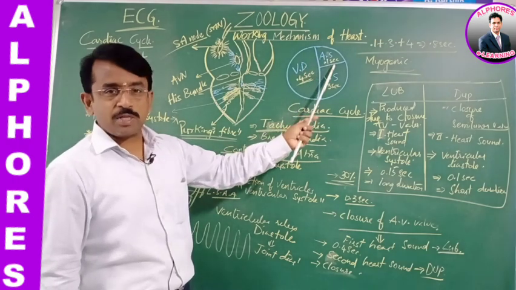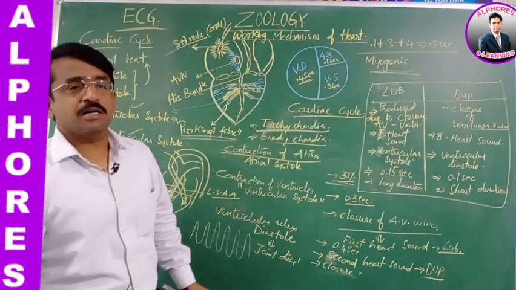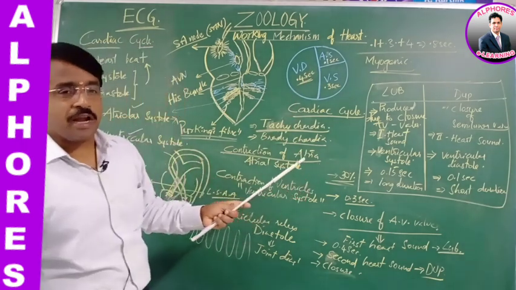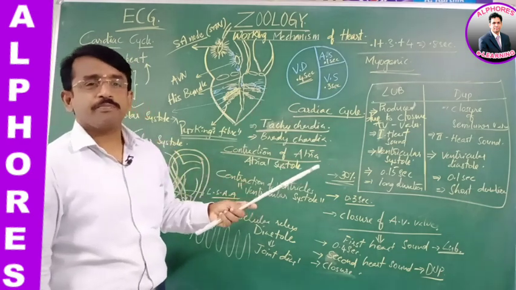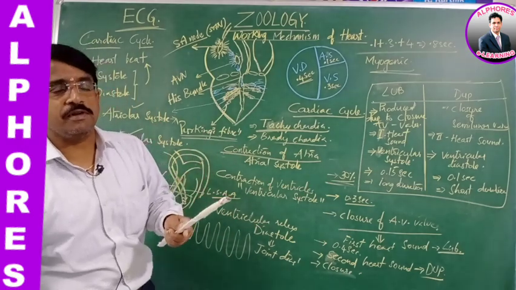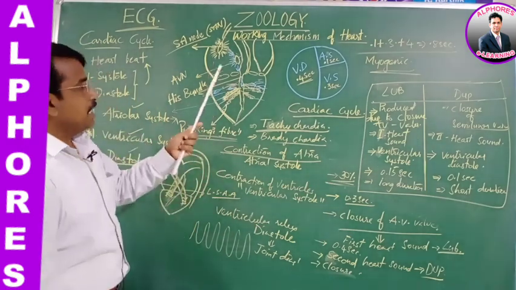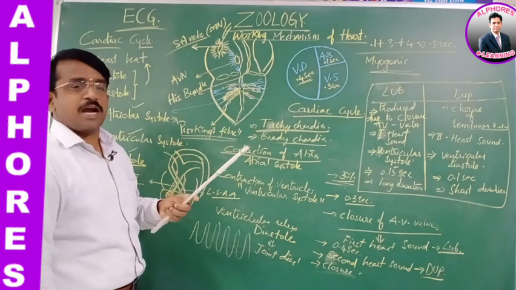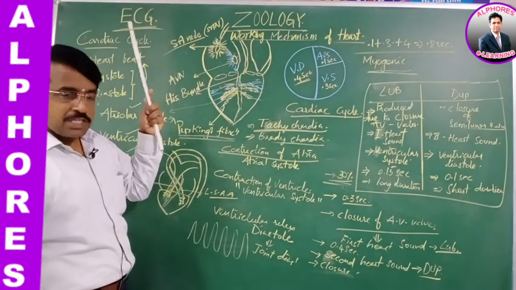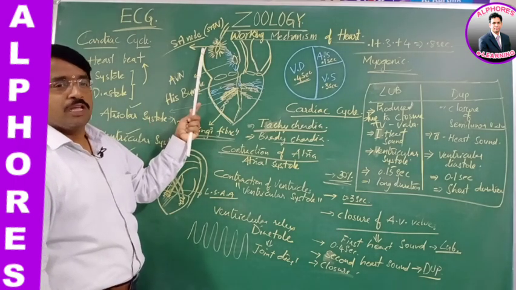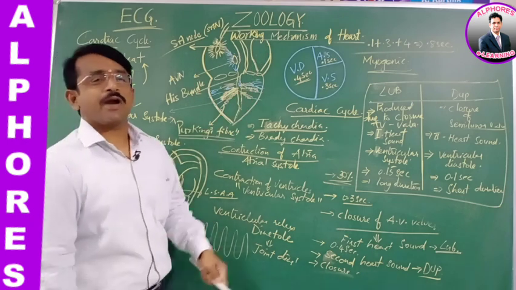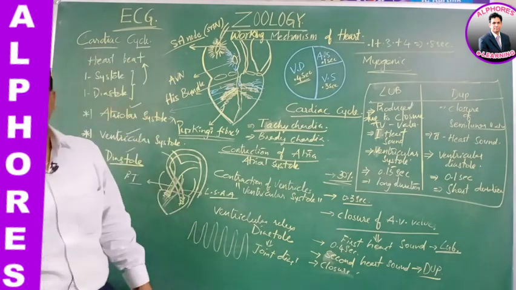Atrial systole lasts 0.1 second, and during this the blood from the atria is pumped into the ventricles. It accounts for 30% of the filling of the ventricles. How does it take place? We discussed that the SAN generates the action potential. As the action potential is generated, the wave of contraction reaches both atria and they contract. So that is 30% of the filling of the ventricles.